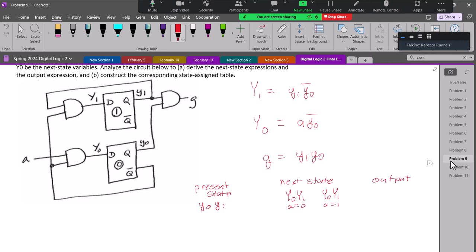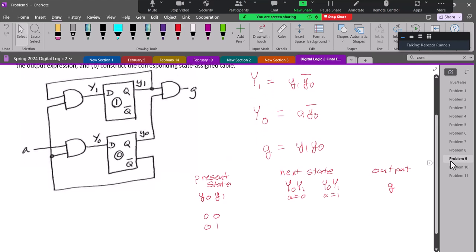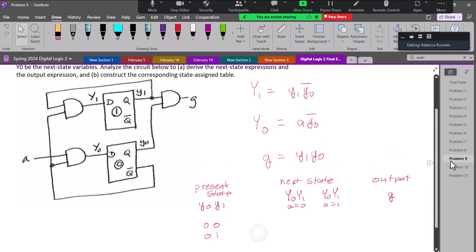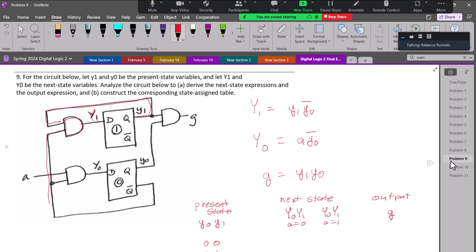Does the output depend on our input? No, because our only input is A. What does y0 not from y1? Say that again? Why is there y0 not? Okay, because here's y1, and y1 is the and of y1 and the not of y0 because it's coming out of the Q bar.